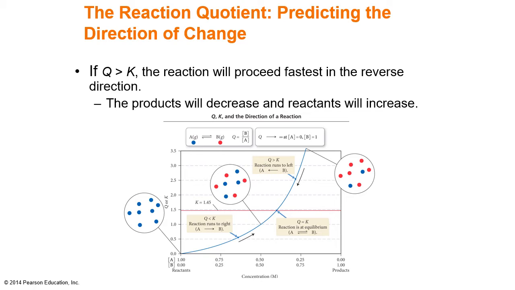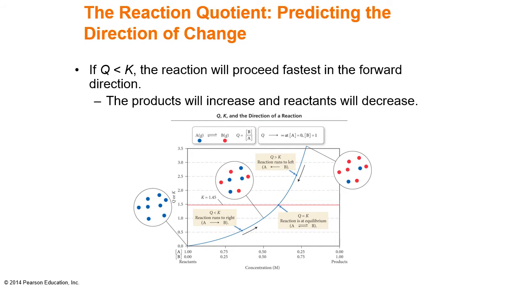If Q is larger than K, if it's greater, that means that we have more products than reactants, and so our reaction is going to proceed toward the reactants until we reach equilibrium. So if Q is larger, we're going to run the reaction in the reverse direction towards the reactants. And we're in this portion of the graph here where Q is larger than K. And the reaction proceeds in the reverse direction until we reach equilibrium.